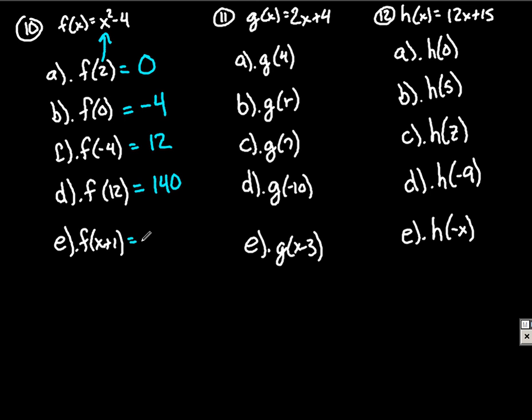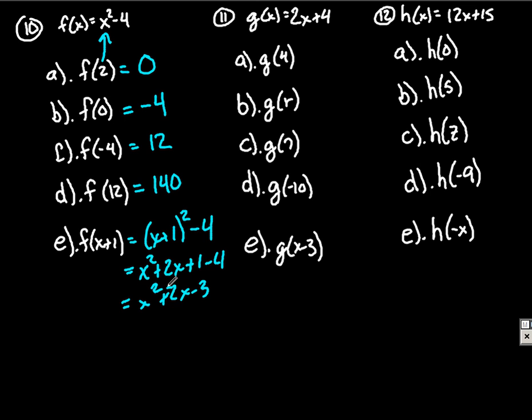And then this is a tough one here. Wherever I see an x, I now want x plus 1. So (x plus 1) squared minus 4. If you got to that, that's pretty good. I want you to try to expand that, though. x squared plus 2x plus 1, and then still that minus 4. So this should be x squared plus 2x minus 3.